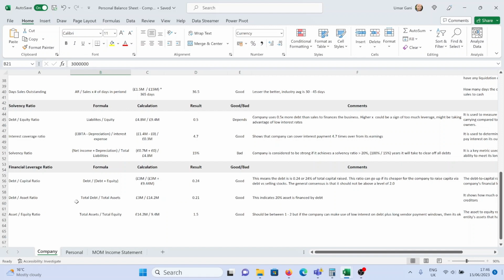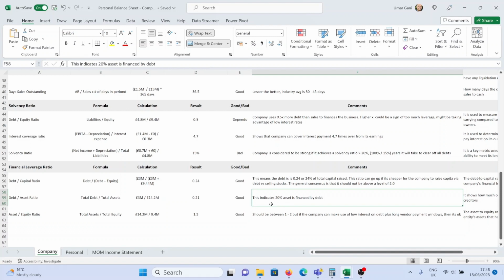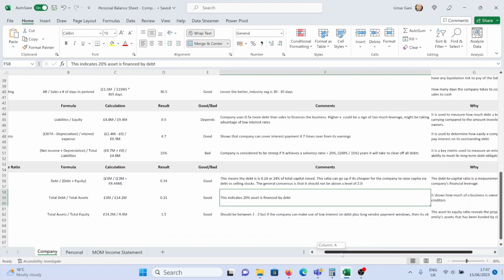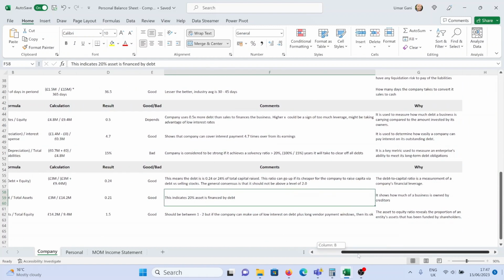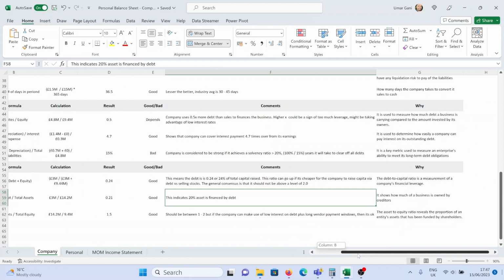So debt to asset ratio is your total debt divided by total assets. The total debt is 3 million, assets is 14.2, which is coming around 0.21. So this indicates that 20% of the asset is financed by the debt. So 20% of the asset you own is financed by the debt you have taken. That's what it says. So it is good. 20% is not a lot, I would say. So the remaining 80% of the asset is owned by the equity owners.